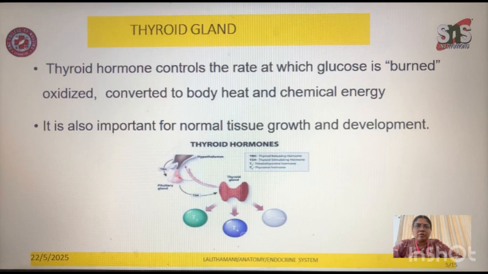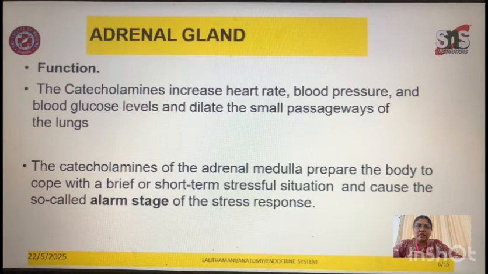When we talk about the adrenal gland, it is responsible for monitoring heart rate, blood pressure, and blood glucose levels, which are increased by the role of catecholamines. The catecholamines increase the heart rate, blood pressure, and blood glucose levels, and they also dilate the small passageways of the lungs.